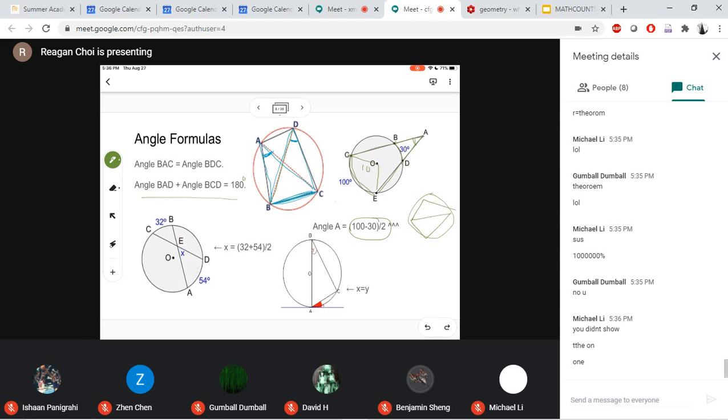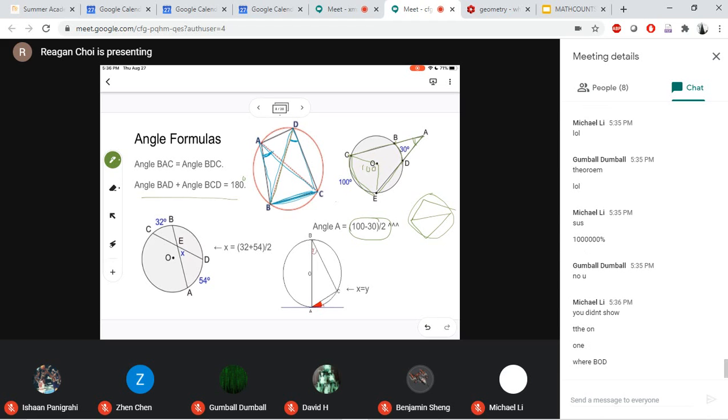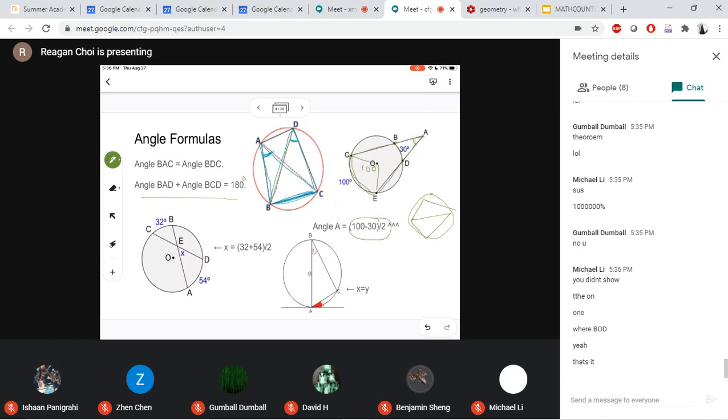Yeah, I didn't show the one in the center. I'll draw that in after I'm done. I don't know if that's what you're talking about. Yeah, BOD. Yeah.